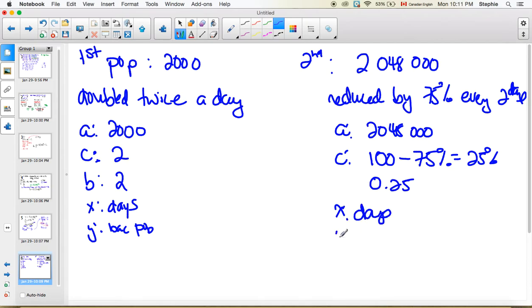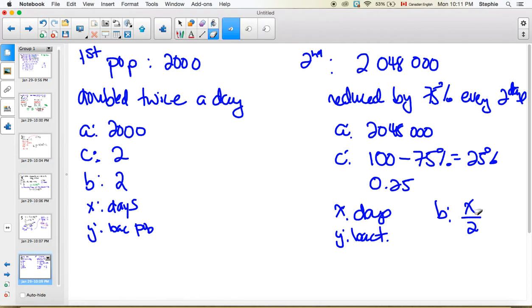But this time, your Y is still bacteria. But your B, I'll put it over here. Your B is going to be every 2 days. So it's going to be X times 1 over 2. So your B is actually 1 over 2, not X over 2. My mistake. There we go. So it's going to be 1 over 2 because you're going to multiply it by this. So essentially, on the next screen, I'm going to just put the 2 formulas.